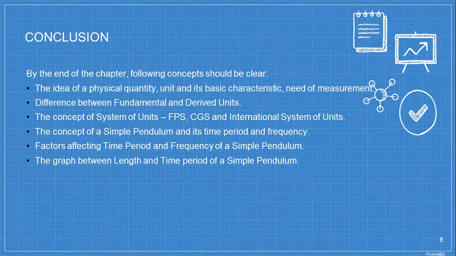So this is it, and here we come to the end of the chapter by completing these two lessons. The points we have covered in these two lessons are the idea of a physical quantity, unit and its basic characteristic, and of course the need for measurement; the difference between fundamental and derived units; the concept of system of units, FPS, CGS and international systems; the concept of a simple pendulum and its time period and frequency, and the relation between them; factors affecting the time period and frequency of a simple pendulum; and the graph between the length and time period of a simple pendulum.